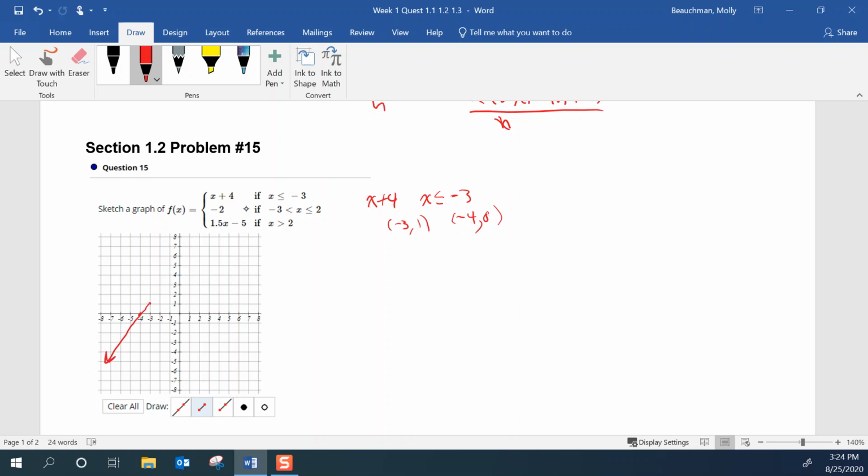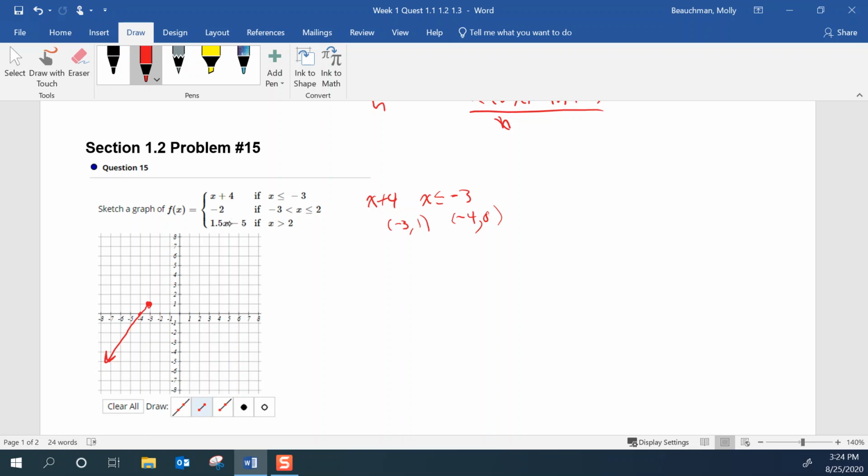The next is to graph negative 2 between negative 3 and 2. Now you see where there's a break in the graph? This is where you need the open and closed circles. So now that's open, they're not overlapping, so I need to put a closed dot there. You're going to use this dot key to put that.